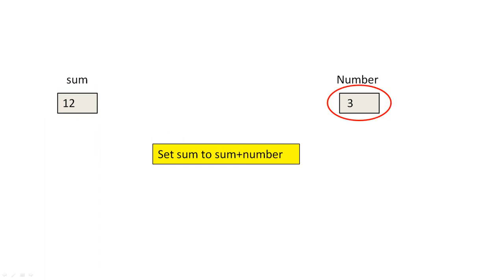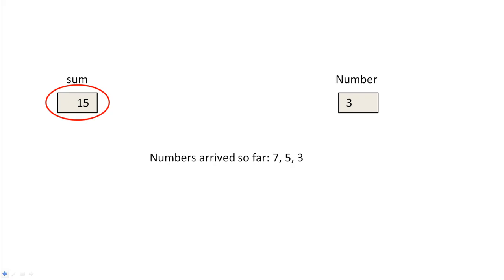The next number to arrive is 3. Again, the produced value is 15 and it is stored in sum. It has now become clear that the value stored in sum is the sum of all the numbers that have arrived so far. Thus, we now know how to sum many numbers.